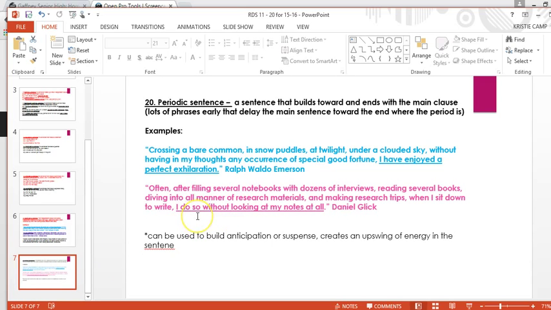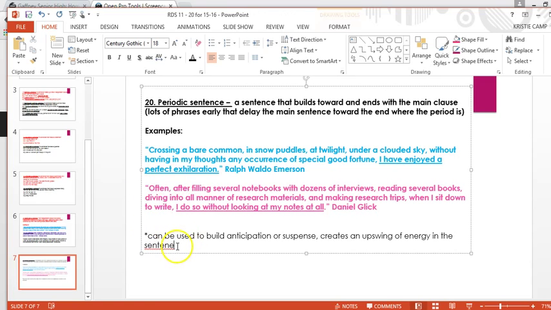Same thing here. Often, after filling several notebooks with dozens of interviews, reading several books, diving into all manner of research materials, and making research trips, when I sit down to write, I do so without looking at my notes at all. Here's your main sentence. And he gives you all this detail and setup at the beginning. And so you might want to use a periodic sentence to build anticipation or suspense. It creates an uprising of energy because you're building, you're waiting for the last clause that really tells you what the sentence is about.